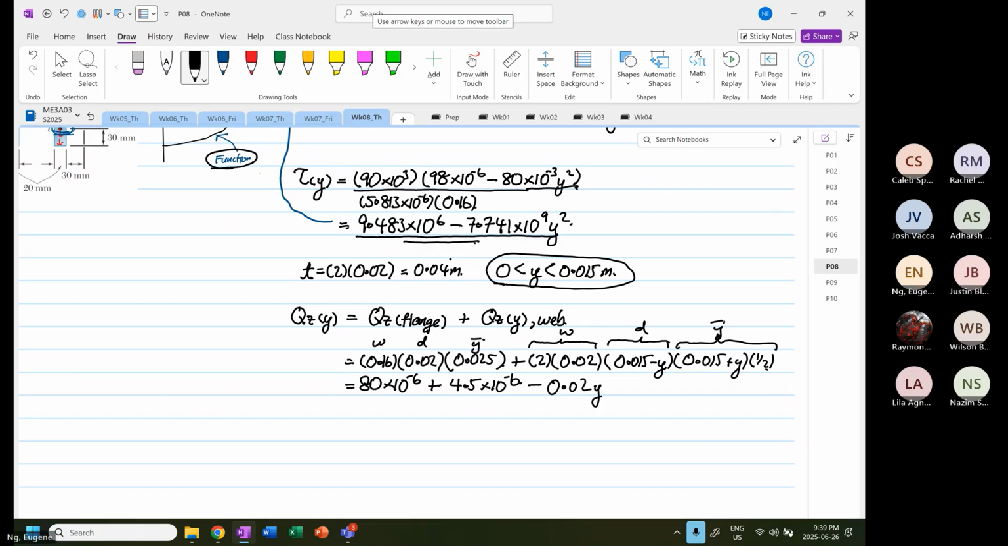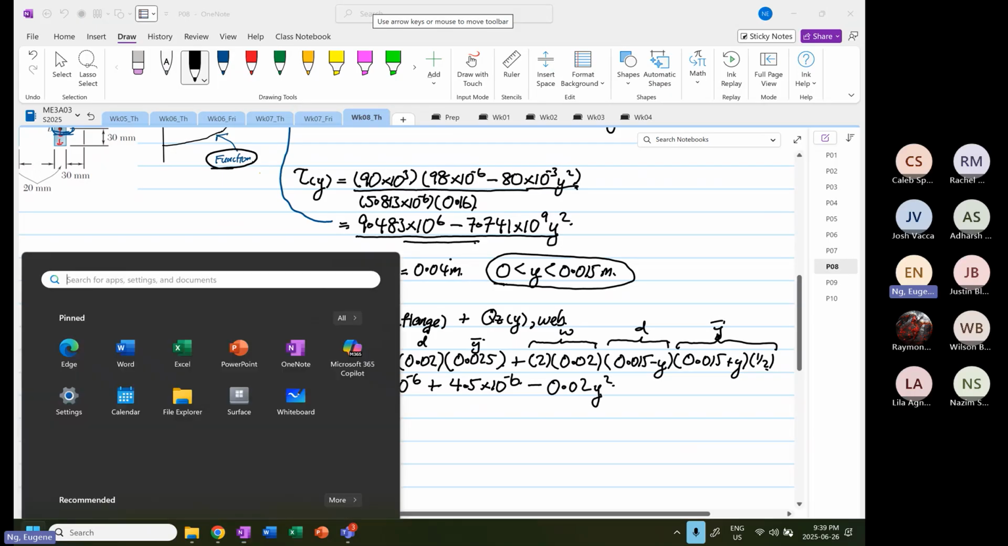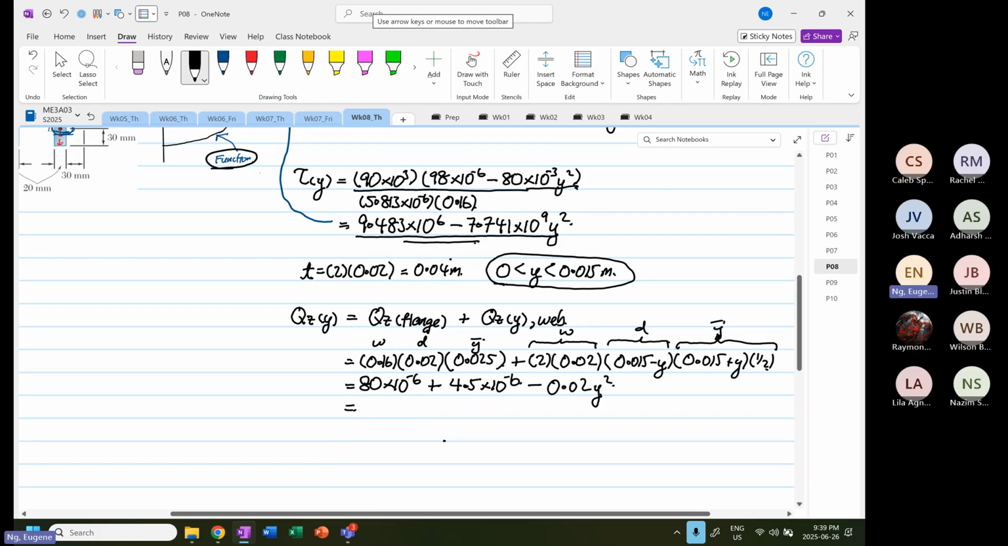Okay, y squared. I'll do it again. 2 times 0.02 times 0.5. Yep. So this will be equal to 80 times 10 to the power minus 6 plus 4.5 times 10 to the power minus 6, which is equal to 84.5 times 10 to the power minus 6, and then minus 0.02 y squared. Okay. Yep, 4.5 times 10 to the power minus 6, and then 2 times 0.02 divided by, yep, it's correct.